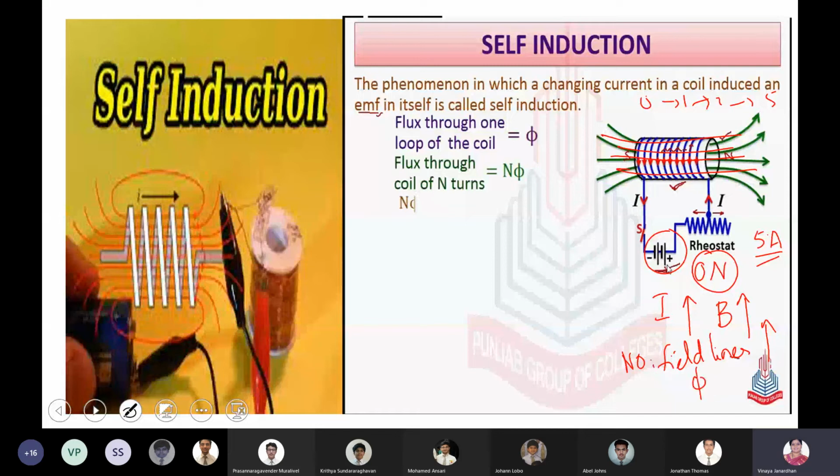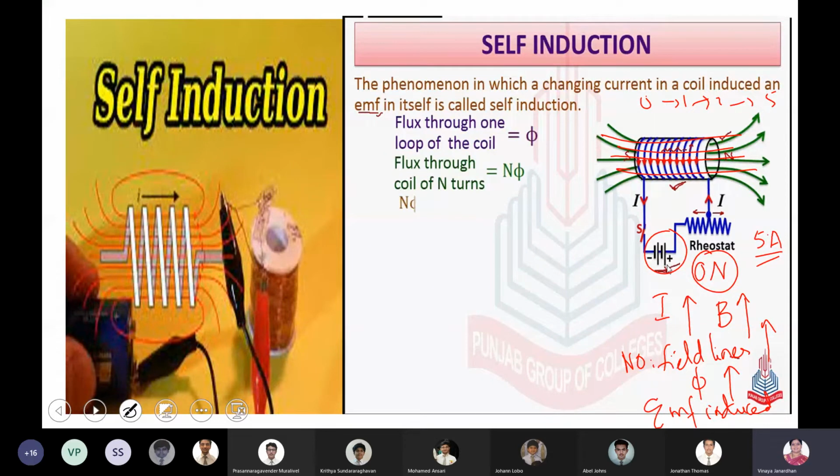What do you mean by that? Number of field lines is flux. The flux linked with the coil, flux means the number of field lines passing through the coil, phi increases. Whenever there is a change in the magnetic field, an EMF is induced, right? Now this EMF, electromotive force, motivates the free electrons in the coil to move. That's the reason you get an induced current. And this phenomenon is called self-induction.